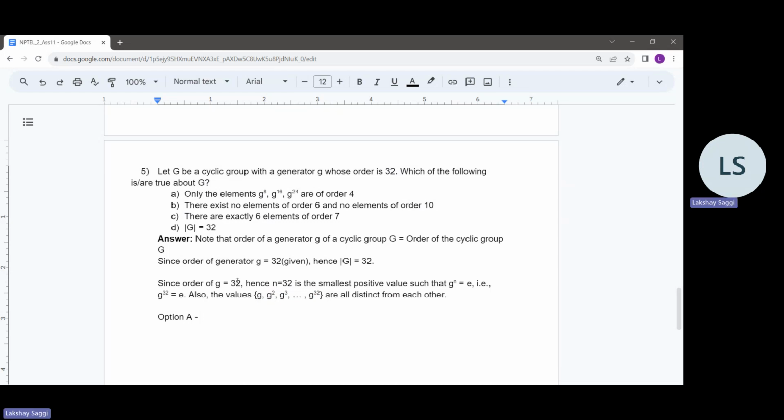And now option A says that only the elements g to the power 8, 16, and 24 are of order 4. Now we want to find out what elements have order 4. So what does having order 4 mean? It would mean that an element x has order 4 if x to the power 4 is equal to e, and 4 is the smallest number at which x to the power n becomes equal to e.